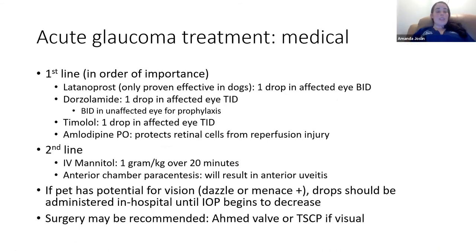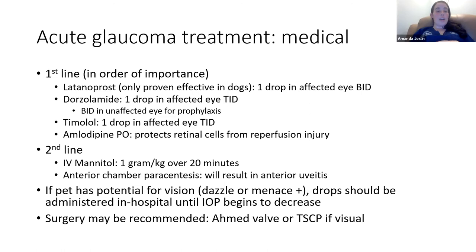First line of treatment, if there's no other issues other than primary glaucoma, is latanoprost. It's our strongest glaucoma treatment for dogs and cats, though it's not proven to be effective in cats, so we commonly use it in dogs. If the eye has a potential for vision, meaning that it just happened and there's a strong dazzle response, we want to start giving medications and technically refer them over to talk about getting the medications further in the eye. But you want to start with one drop in the affected eye twice a day.